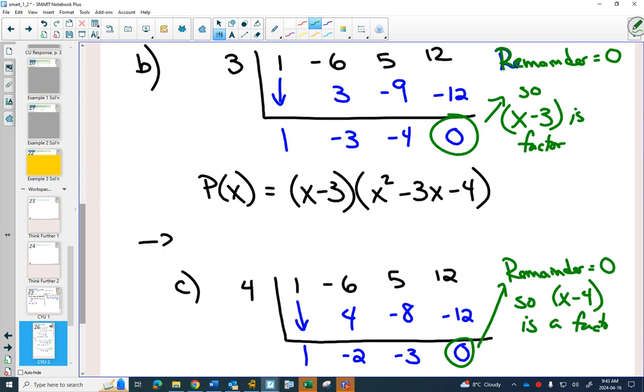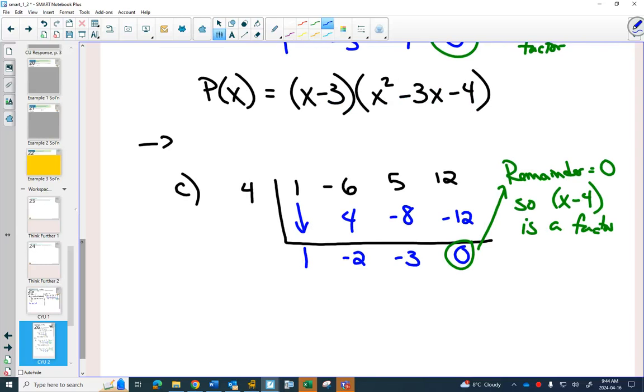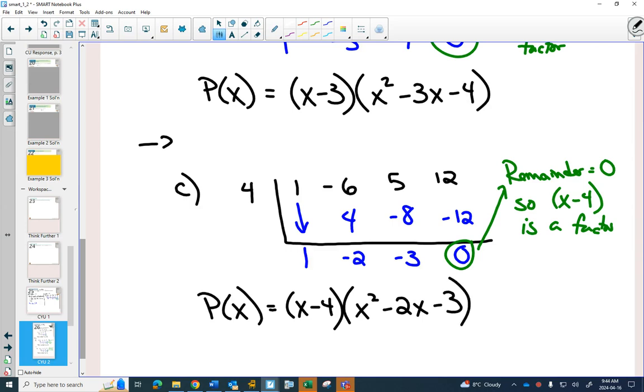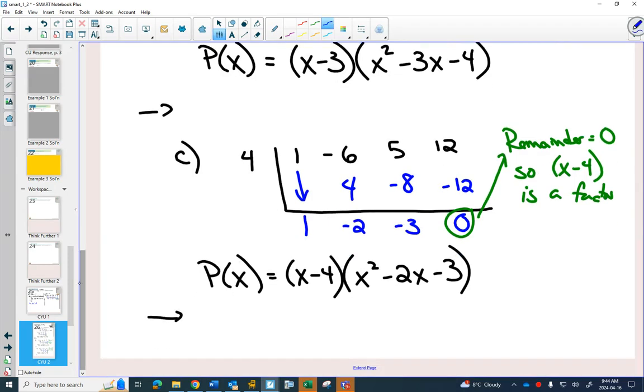Once again, we got a remainder of 0. This is so exciting. So we could have written our division statement like this: x minus 4, and we're left with x squared minus 2x minus 3. And again, we're going to leave a little space there for later. We have 1 left to go.